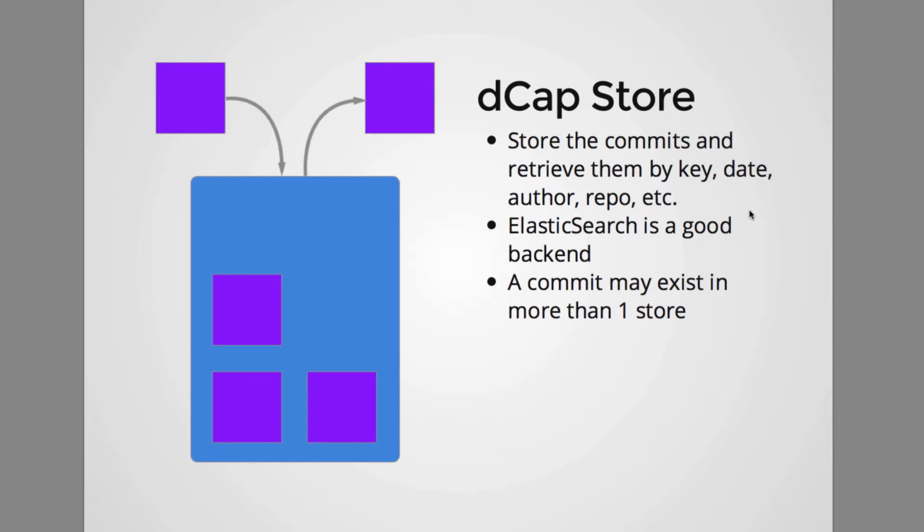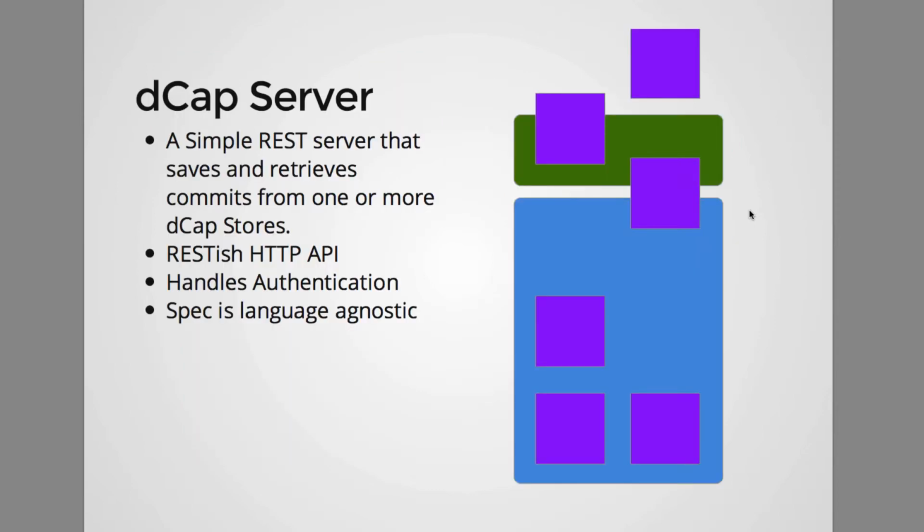Elasticsearch is a really good backend because we're dealing in JSON. A commit may exist in more than one store, and that's fine because of UIDs. Decap server is just a thin wrapper on a store, saves and retrieves.